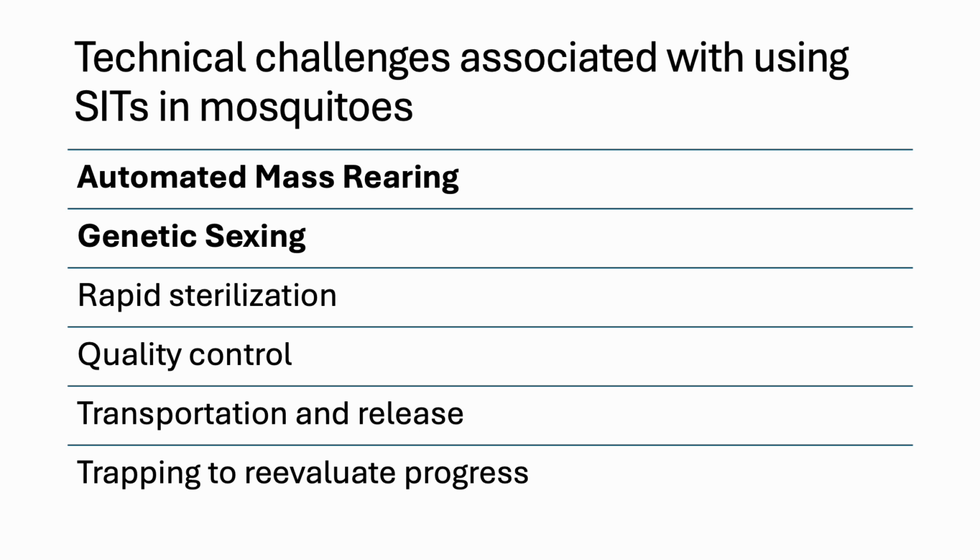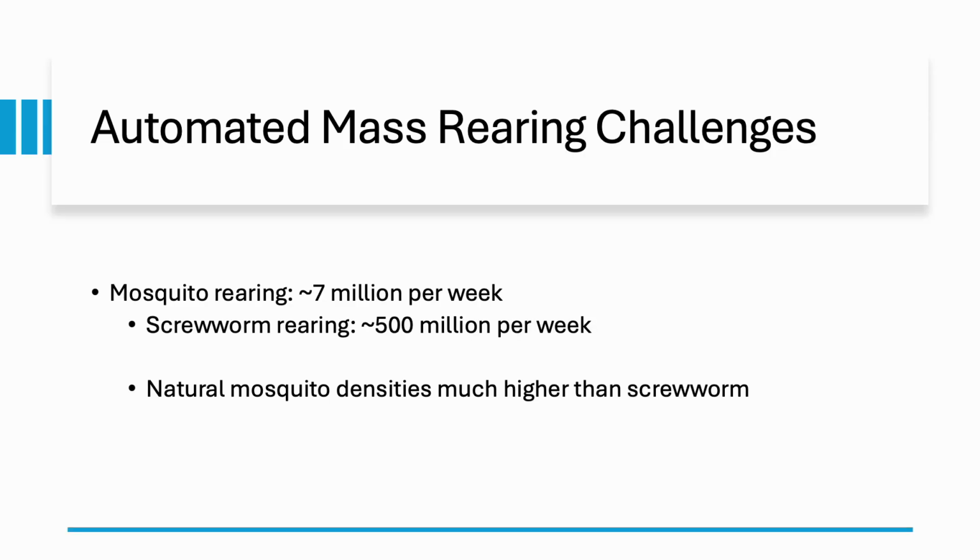Third, rapid sterilization, which would be the employment and discovery of fast sterilization methods. Fourth, quality control, which would be having to ensure sterile mosquitoes are fit to compete with wild populations. Fifth, transportation and release, just having to deal with the employment of safe transport and effective distribution of sterile mosquitoes in target areas. And sixth, trapping to evaluate progress, in order to establish monitoring systems to measure the effectiveness of the programs overall.